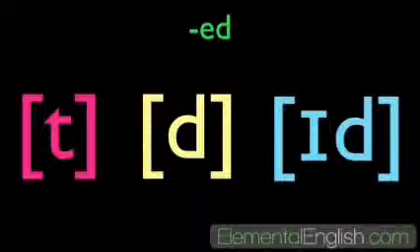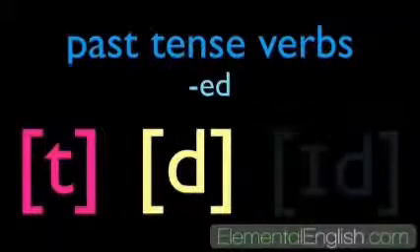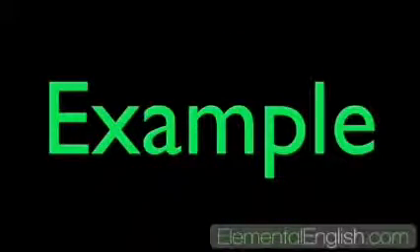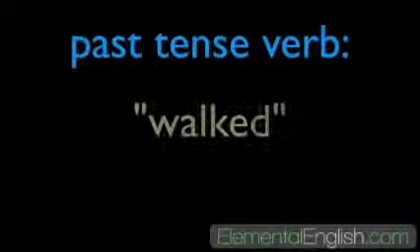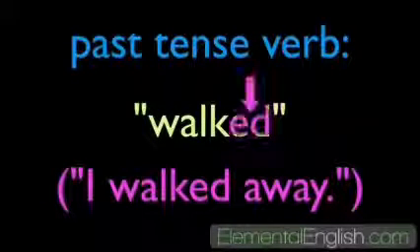Today's podcast is on the reasons why the past tense of verbs in English with the ed ending are pronounced in 3 different ways: t, d, or id. You may have noticed that in English, past tense verbs with an ed ending are pronounced in 3 different ways: t, d, or id. For example, if I say the past tense verb walked, as in I walked away, what is the last sound that you hear in the verb?